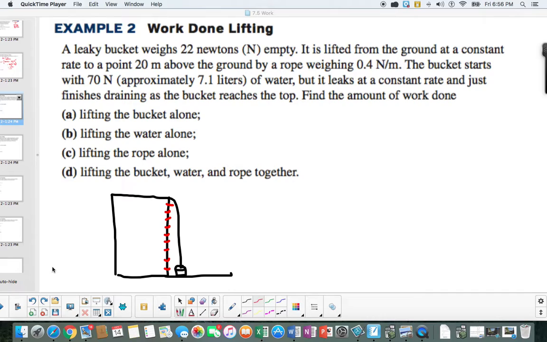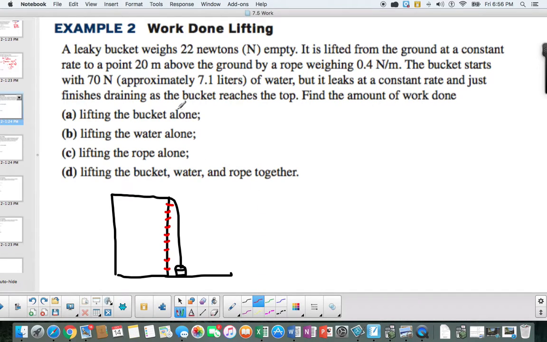Work done lifting. All right, we have an example where we have a leaky bucket that's being pulled up, and we want to find the work that we have to do, and there are three factors: the bucket, the water, and the rope. All of these create work, and we've got to attack each one of them, and then we're going to add them all up together. So we're going to look at the bucket alone.